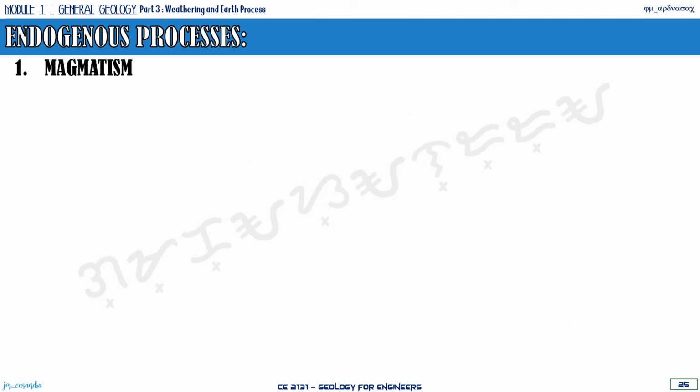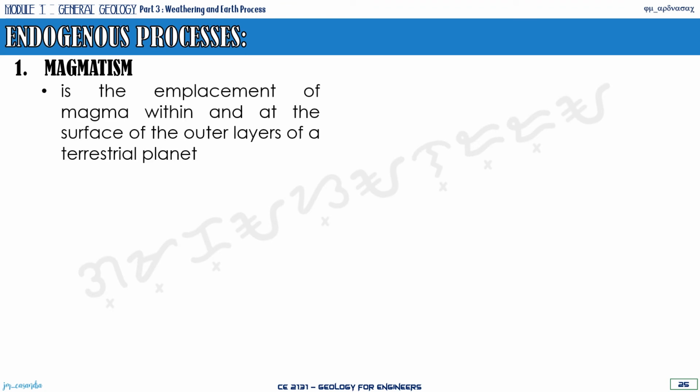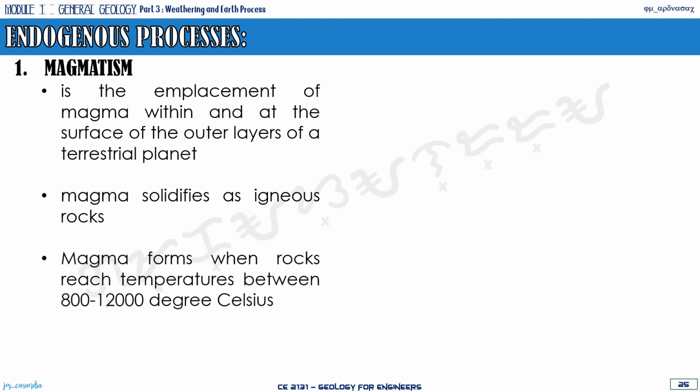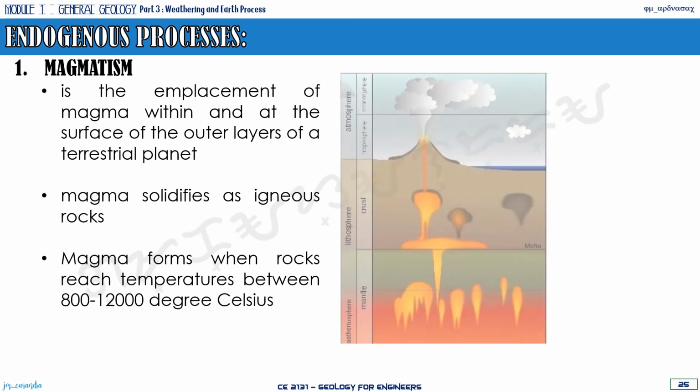The first one is magmatism. This is when the emplacement of magma within and at the surface of outer layers of terrestrial planet happens. So magma will now solidify as an igneous rock. And magma forms between temperatures of 800 to 1,200 degrees Celsius. So what happens in magmatism?